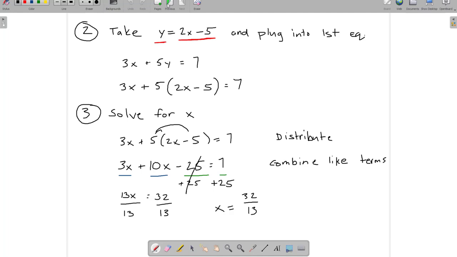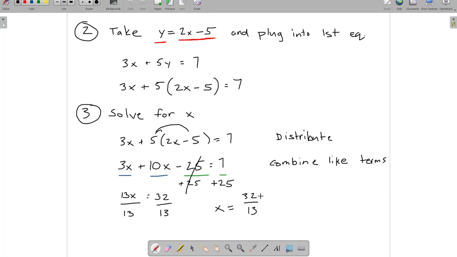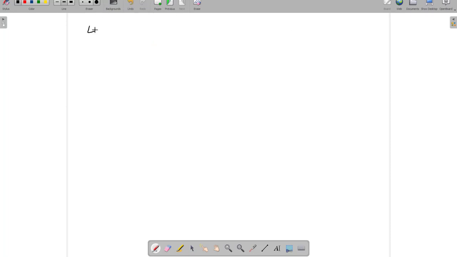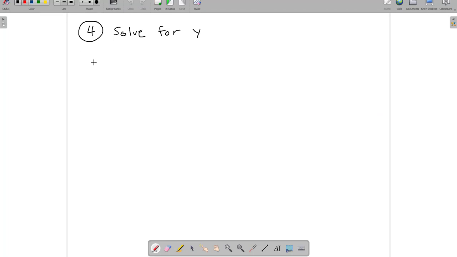So let's go do step 4. Back substitute the value found in step 3 to solve for the other variable. Alright, so we know what x is now. We have part of our solution. But we're going to want to solve for y also. So let's go and solve for y. So we just have to take one of our original equations and plug our x value in that we solved for. So I will probably choose to take the second equation. It looks a little bit nicer. I won't have to do as much multiplication. So let's go ahead and I'll write that down too.